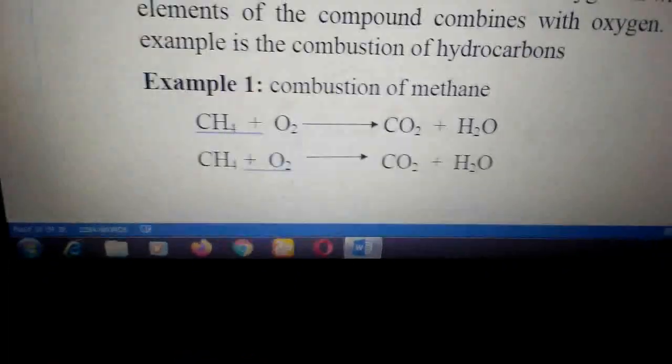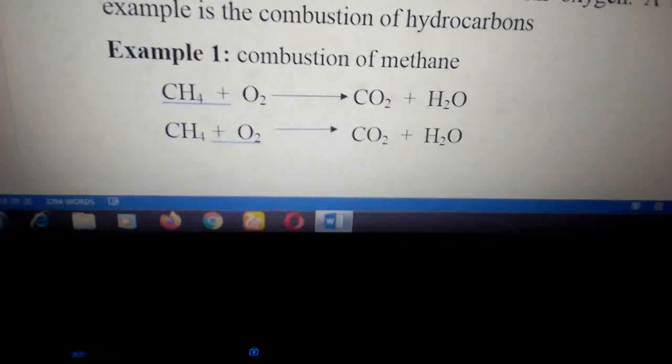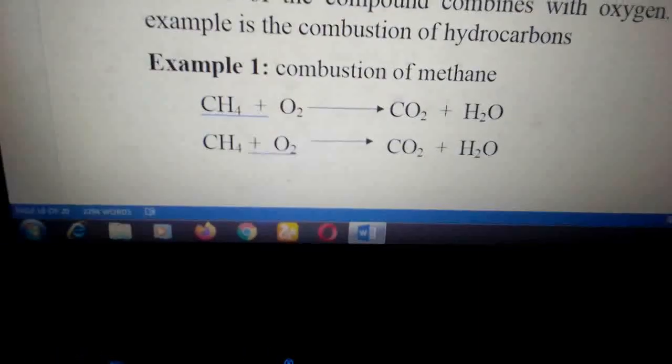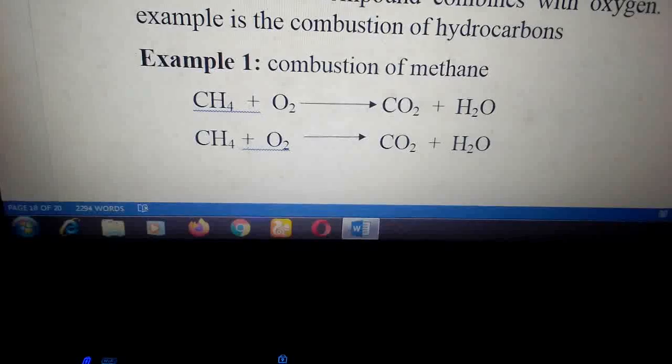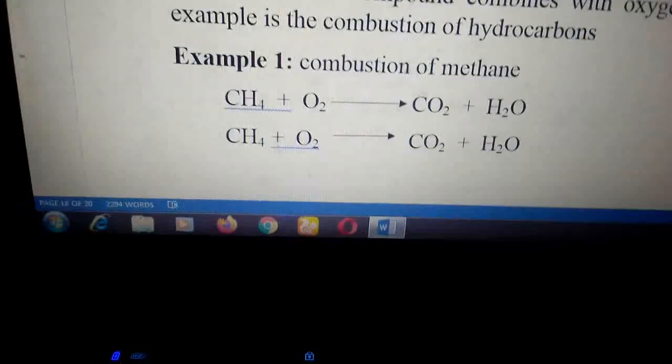An example there is combustion of methane. Methane is CH4 combined with oxygen to produce carbon dioxide and water. We look at the equation, is it balanced?